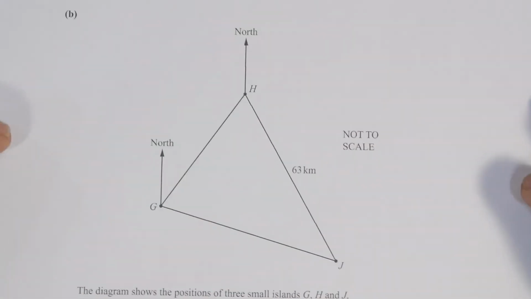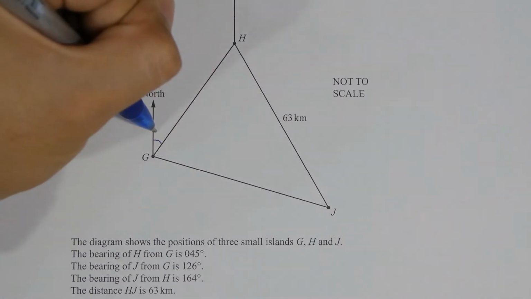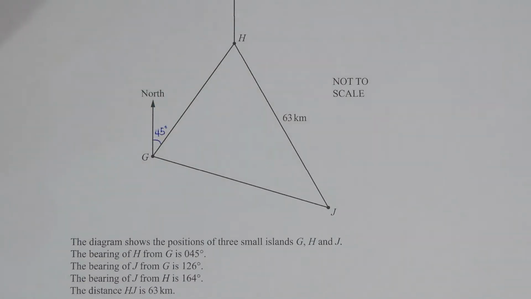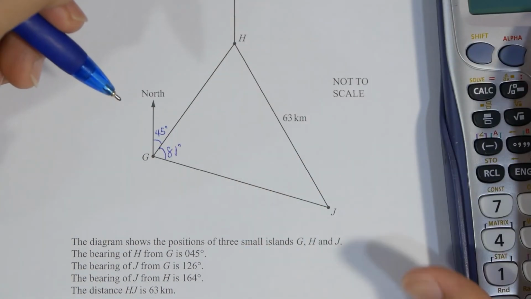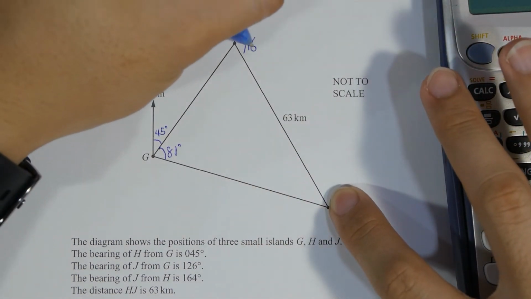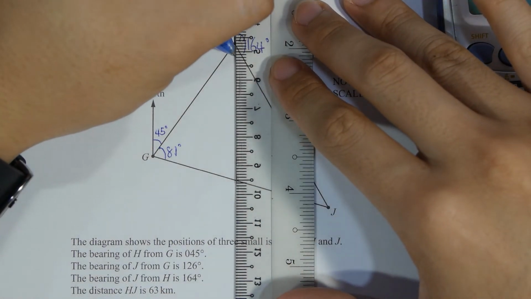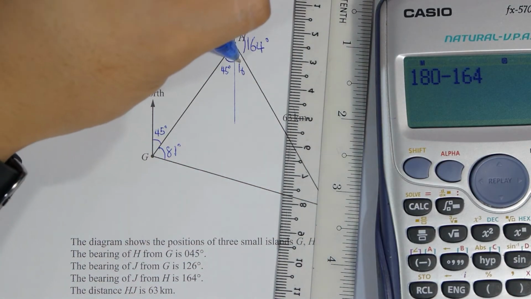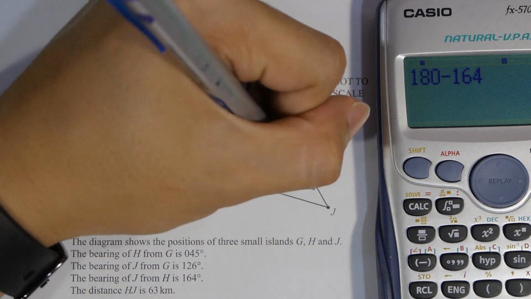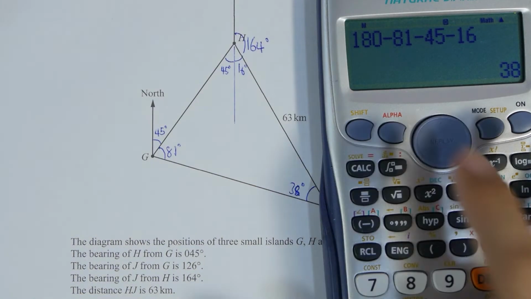So part B is the tricky question in question 7. So I actually key in all the results that we have gotten here. So bearing of H from G is 45. Bearing of J from G is 126. So just take 126 minus 45, then you get 81. So with that 81 over there, the bearing of J from H is 164.